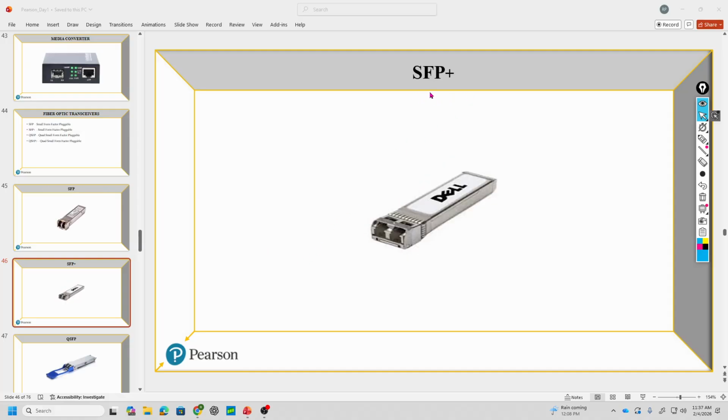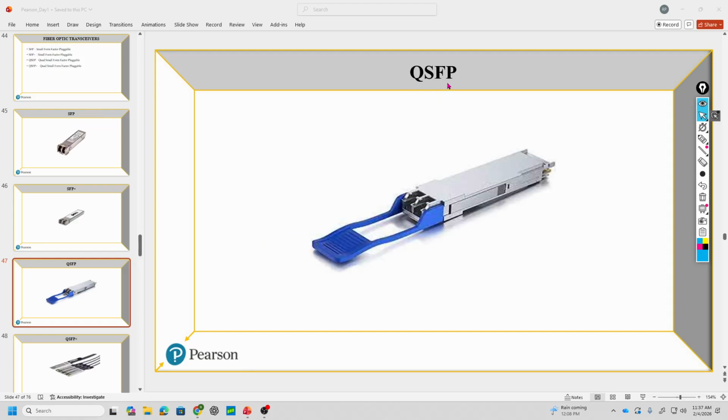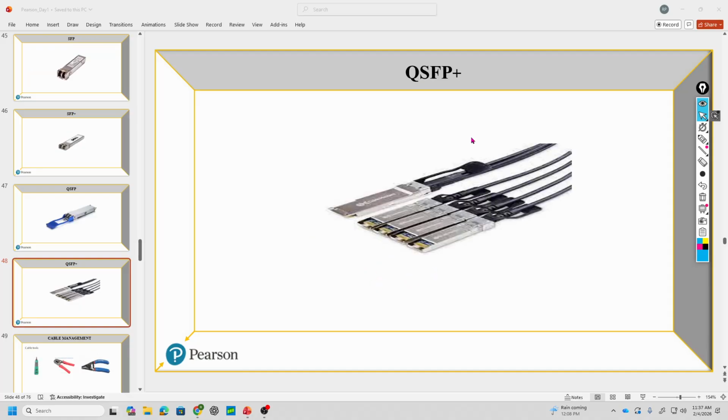This is an example of SFP plus. This is QSFP, right? The quad. So each of those two slots has basically two cables. And this is QSFP plus, and you notice that you have 4 of them coming in on one, and this other one actually has 4 cables that convert into that. So these are a couple of different examples of these, and again, they would plug into a modular switch for fiber.